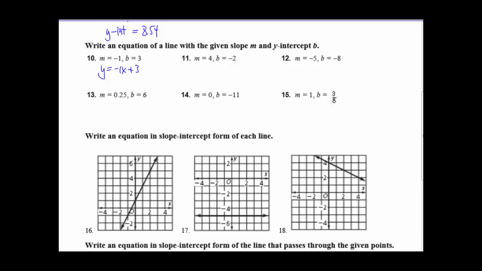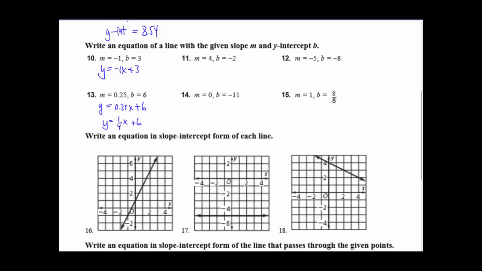If we take 13, we now have 0.25. So we can write y equals 0.25x plus 6. If you notice, 0.25 is actually 1/4, so if we don't like decimals, we could write y equals 1/4 x plus 6.